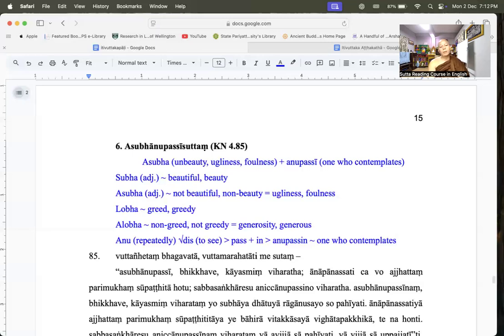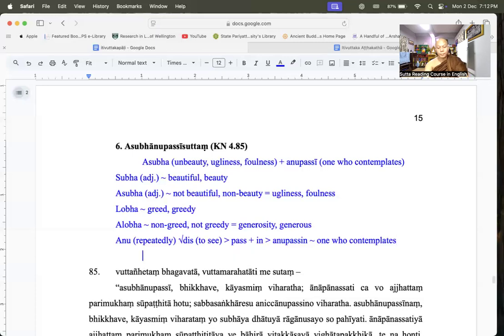Okay, so now the meaning of this sutta. So Asubhānupassīsutta. Discourses on contemplating, even though it is a person, contemplating formlessness in this way. Now we can understand the meaning of this sutta. Or ugliness also, okay.